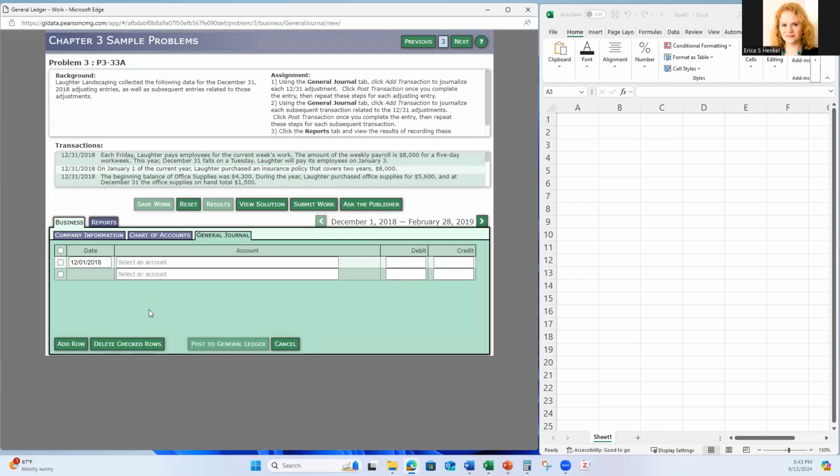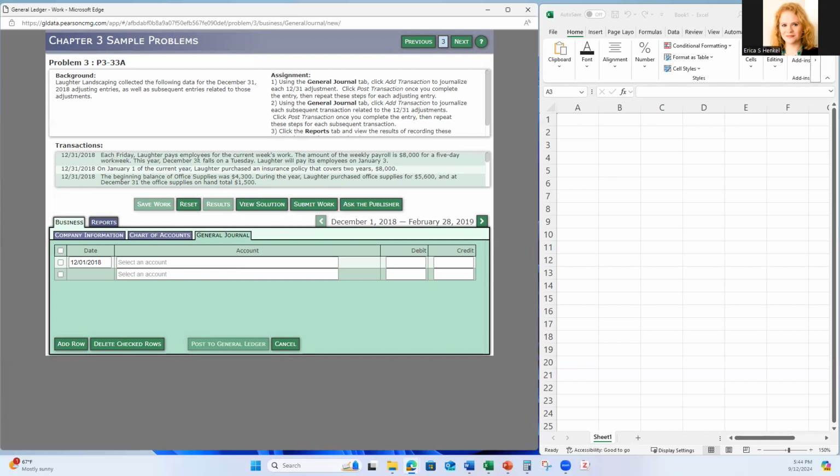Well, looking at our first entry here, each Friday, Laughter pays employees for the current week's work. The amount of the weekly payroll is $8,000 for a 5-day work week. This year, December 31st falls on a Tuesday. Laughter will pay its employees on January 3rd. So what this means is that as of Friday, the previous work week, we had $8,000 for payroll that we owed.